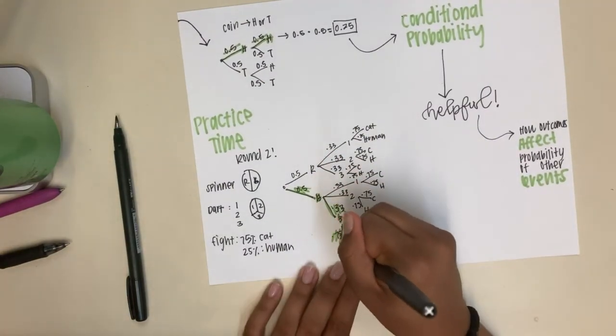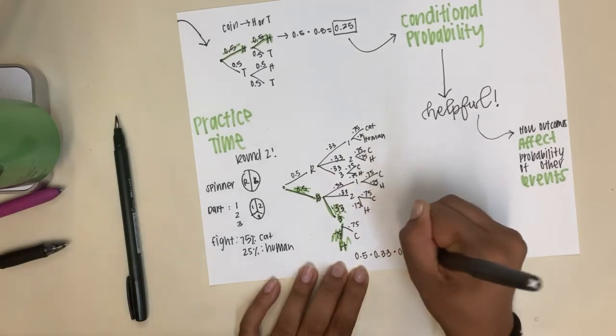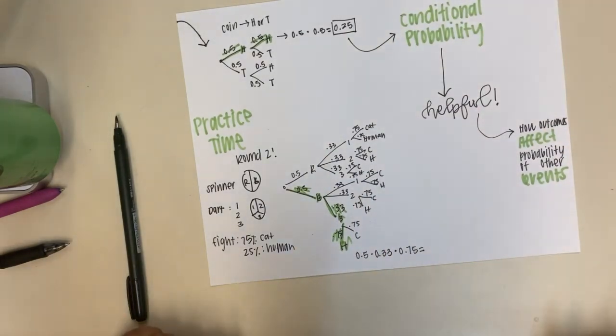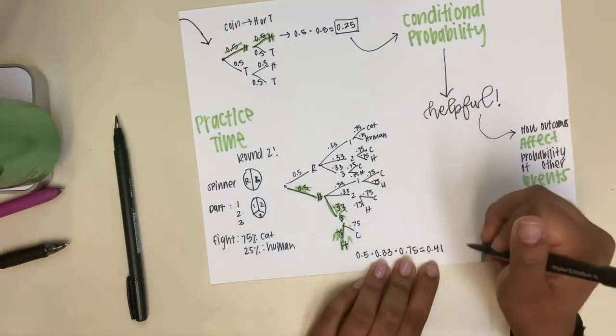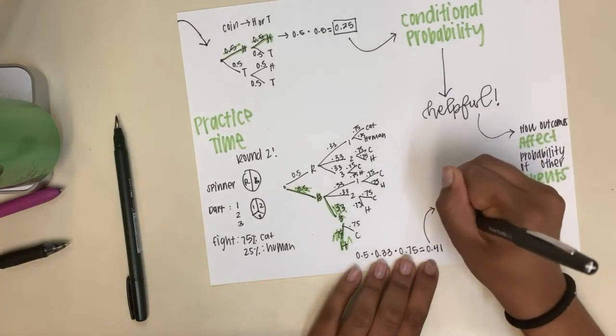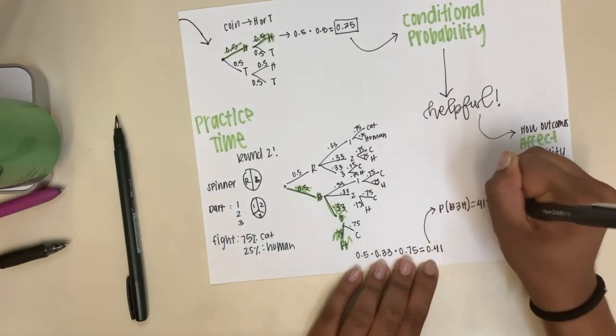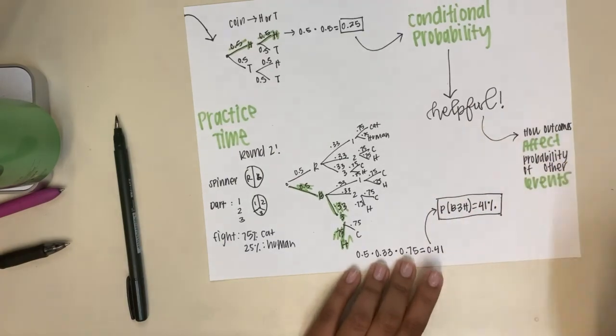Now, to find the probability of, say, spinning blue, hitting section 3 on the dartboard, and then fighting a human, you can multiply these probabilities. 0.25 times 0.33 times 0.75, which becomes 0.41, and that is called the multiplication rule.